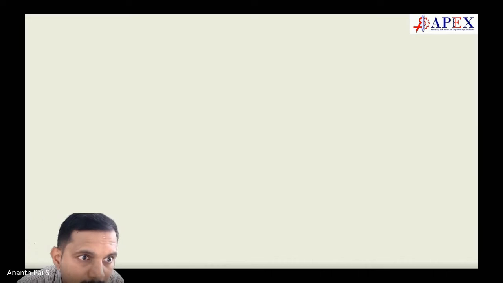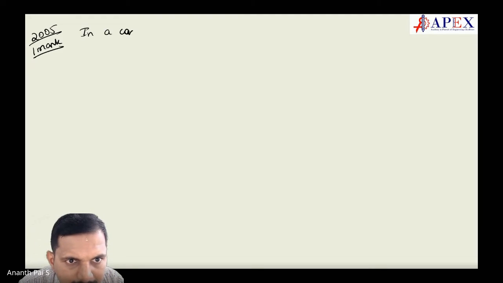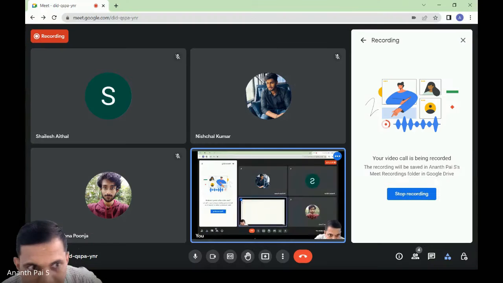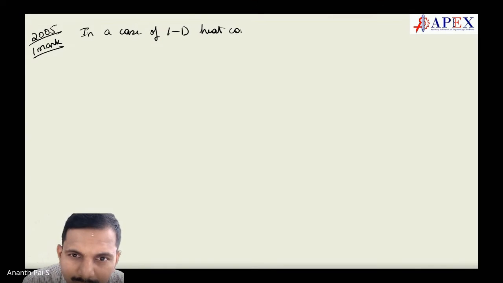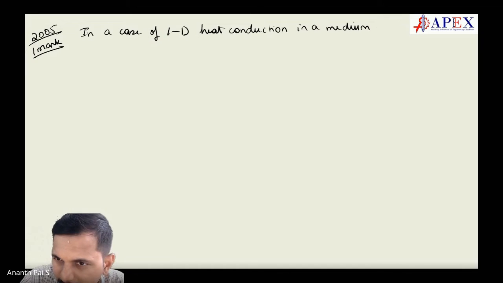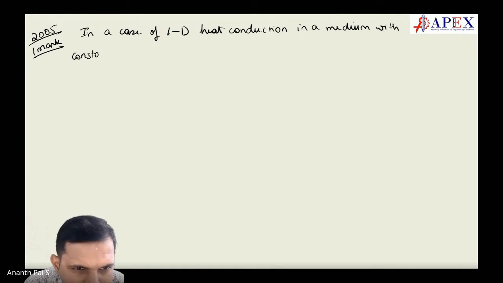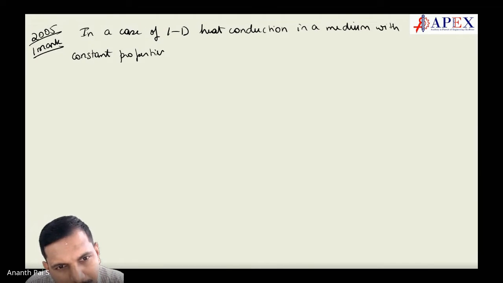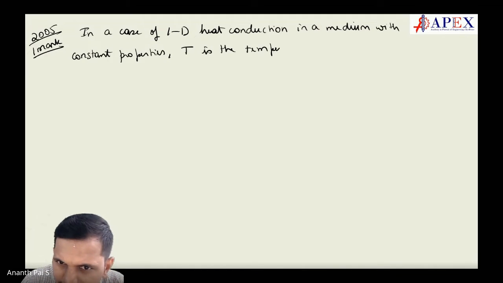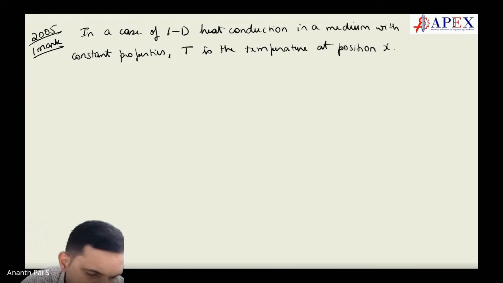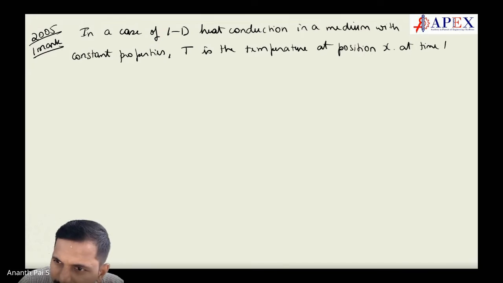See, another question has come in 2005, again for one mark. I wanted to write this question. I hope I have started recording. In the case of 1D heat conduction in a medium with constant properties, T is the temperature at position X at time t.